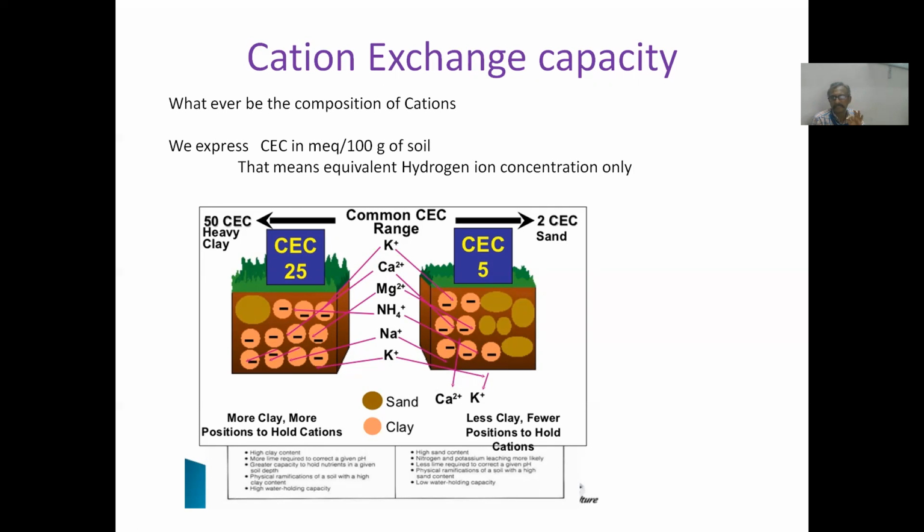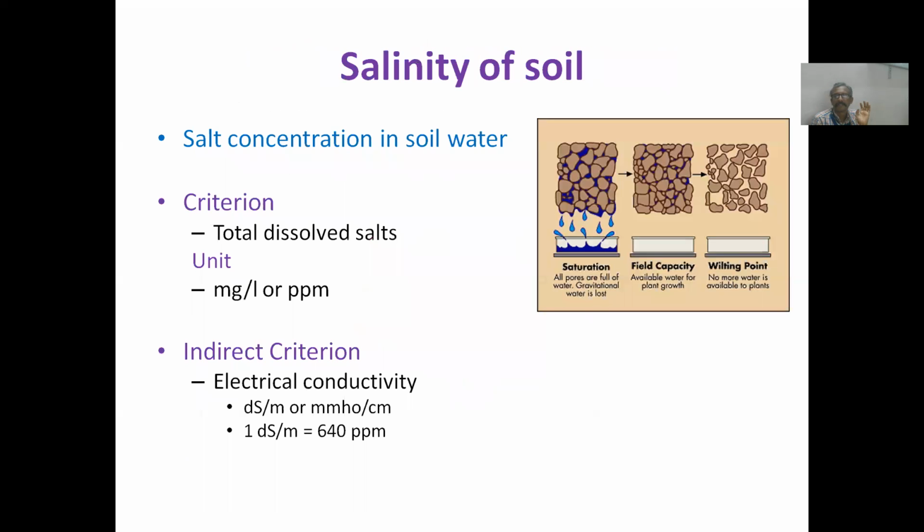Cation exchange capacity is expressed conventionally in terms of hydrogen ion concentration needed to neutralize 100 gram of soil. Hydrogen ion is needed to neutralize 100 gram of soil. So we may have potassium, calcium, magnesium, whatever be the thing. Each one is converted into equivalent hydrogen ion concentration. That should be kept in mind.